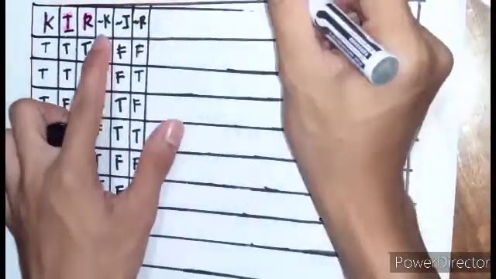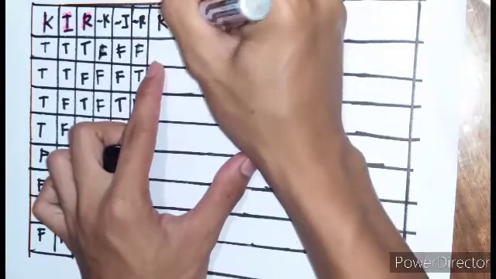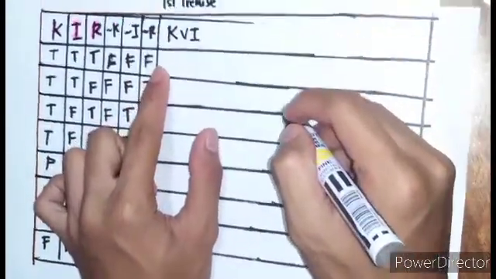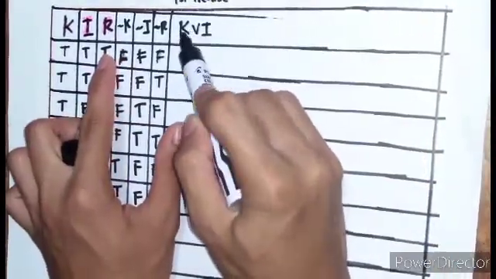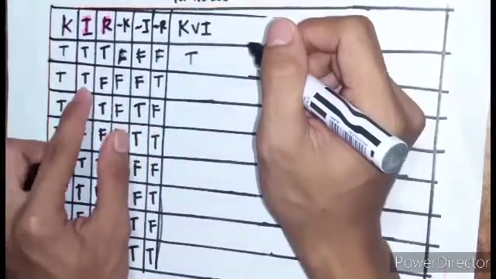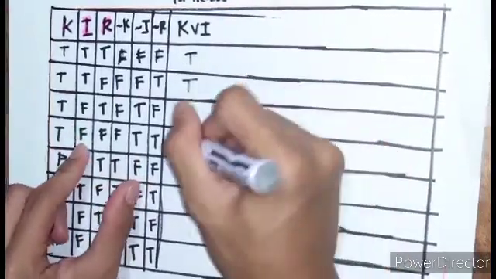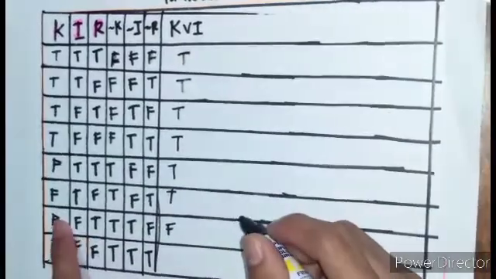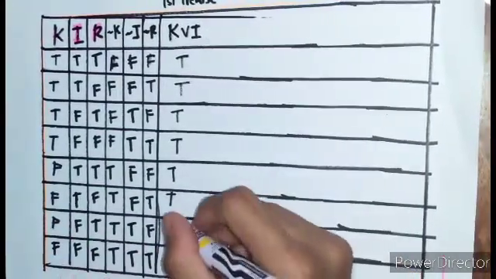So the seventh column is the first premise, which is K or I. So we are going to get the value of K or I. We are going to see the values of K and I in the first and the second column. If the value has a true, of course the value of K or I is also true. But if both are false, the value of K or I will be false.